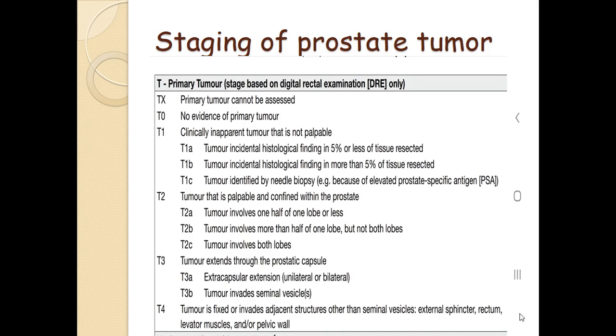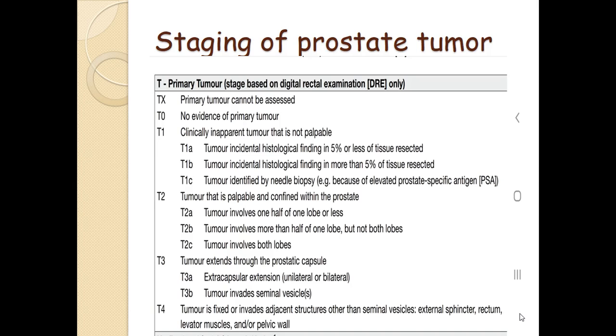Then T2 is a tumor which is palpable and confined within the prostate. T2A is a tumor involving one lobe or less, half a lobe or less, and T2B involves more than half of one lobe but not both lobes, and T2C involves both lobes.